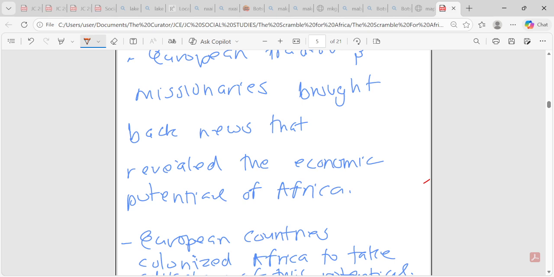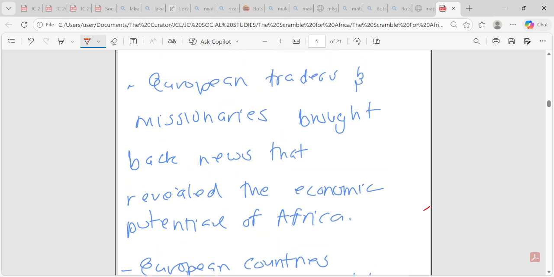Remember, the first European settlers who settled in Africa were these missionaries, these hunters and these traders. Missionaries came with the goal of introducing and promoting Christianity to Africans, and so they reported back to their countries of origin the economic potential of Africa, all the ways that Africa could be used to improve trade, so to speak, in Europe.